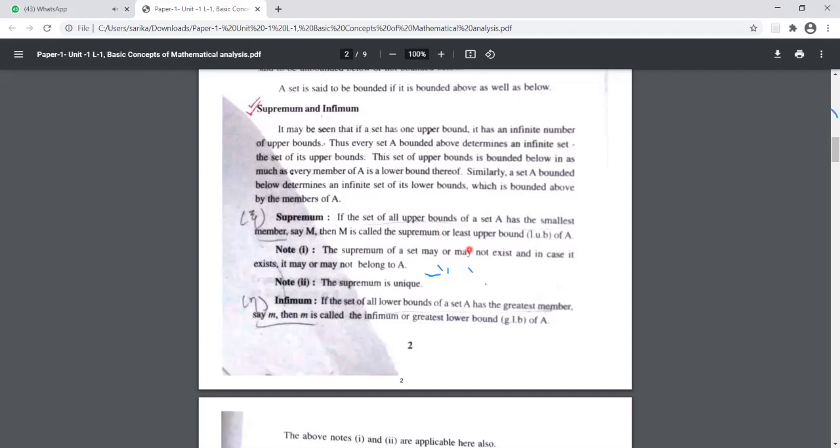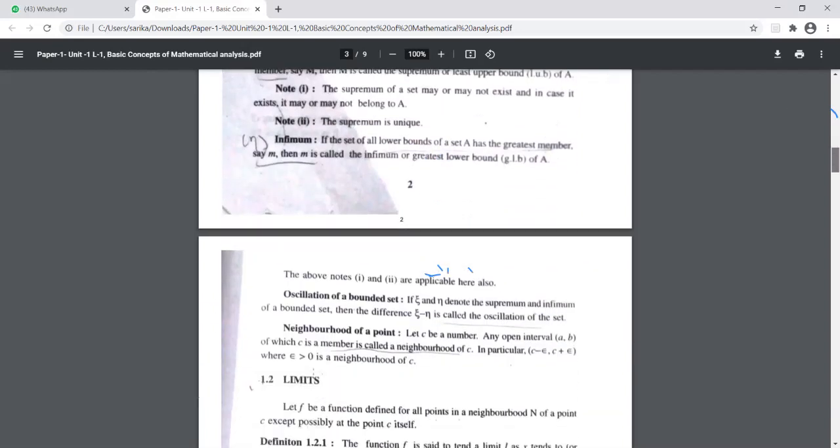Reverse again, notice it. Note that the supremum of a set may or may not exist. In case it exists, it may or may not belong to A. So first of all, it may exist or may not exist. If it exists, it does not necessarily belong to A; it may belong or it may not. And the supremum is unique. No other supremum is there.